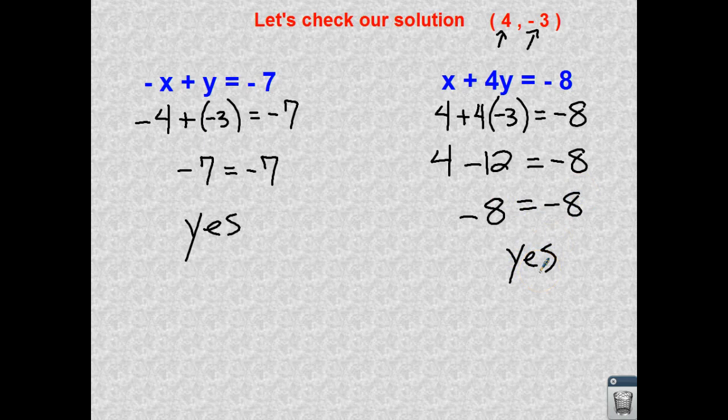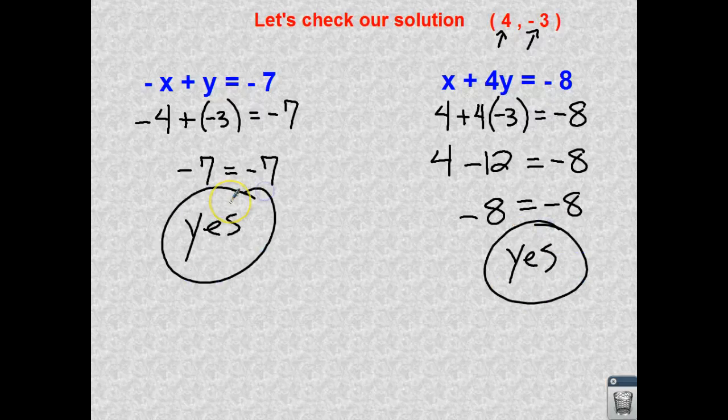And I'm going to remind you again, if it is actually a solution to the system, you must have a yes in both equations for it to work. If one of them didn't work, then it would not be a solution to that system. It might work in one equation and not the other, which is fine, but it just wouldn't be the answer as the solution.